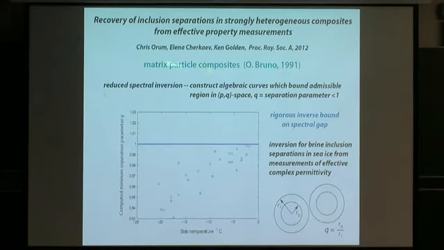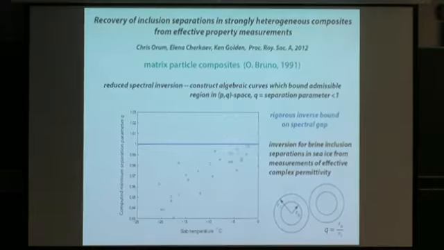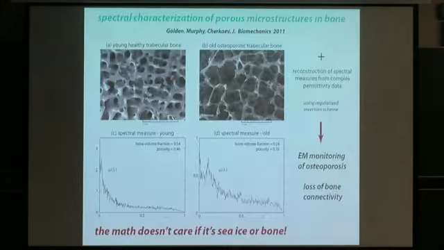This was the original matrix particle assumption, investigated by a close friend and colleague of mine, Oscar Bruno. And so, in other words, we didn't solve the whole problem. We just construct algebraic curves in this PQ space, volume fraction and separation space, which bound the admissible region, and that gives us these rigorous bounds that we can then match up with all this interesting sea ice data and really see the coalescence of the brine inclusions.